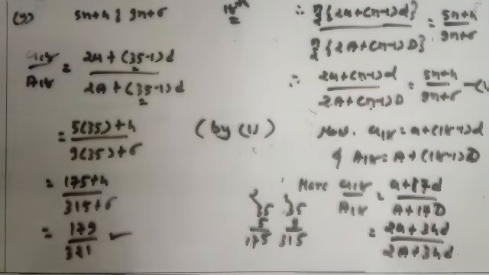So the answer is 179 upon 321, the ratio of the 18th terms of both APs.